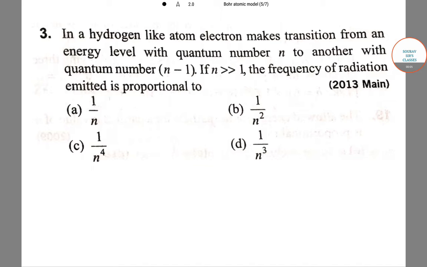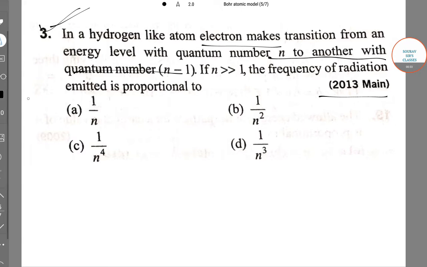Today we discuss the Joint Entrance Main 2013 paper. This is the question from the chapter atomic model, so we are trying to solve this question. Let's see the question. In a hydrogen-like atom, an electron makes a transition from an energy level with quantum number n to another with quantum number n minus 1. If n is much greater than 1, the frequency of radiation emitted is proportional to what?